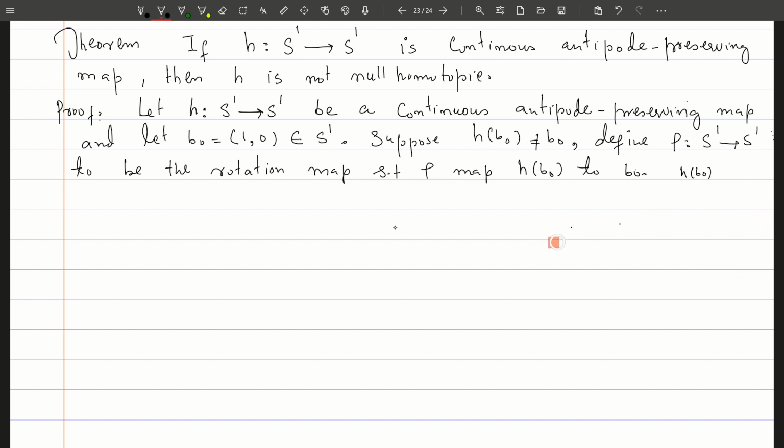Now one can note here, rho being the rotation map, rho is clearly antipode preserving.